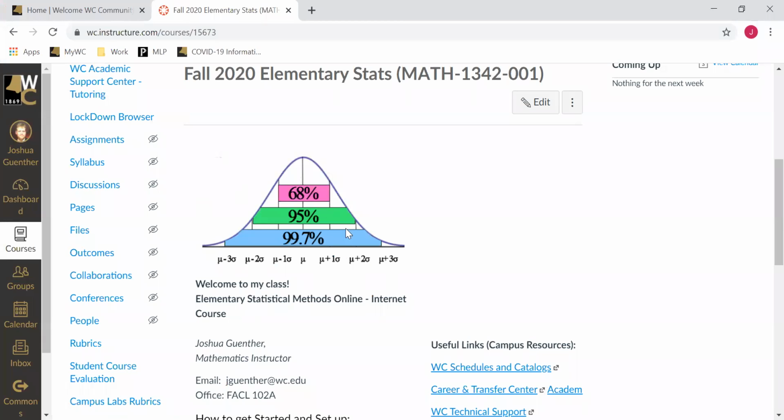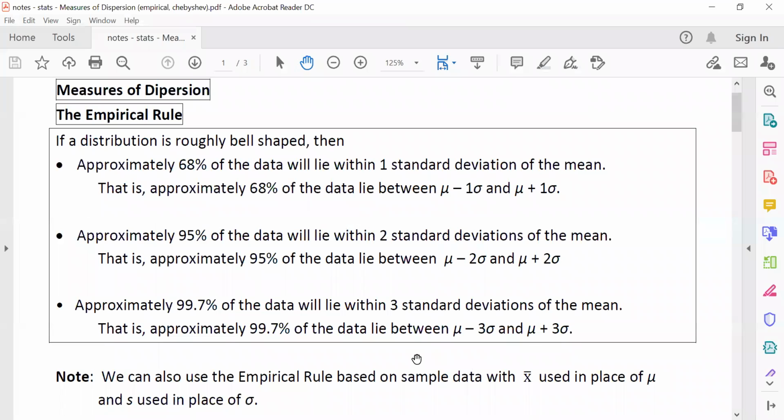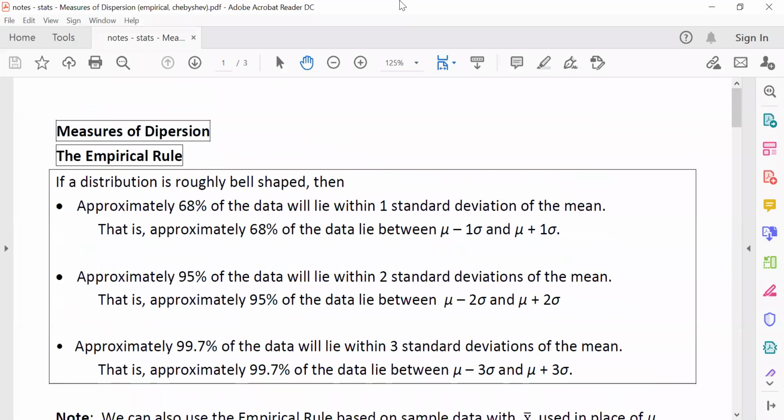Ta-da, it's this business here. This is basically the empirical rule. This is just a picture of it. And the way it works is that if you have a distribution that's roughly bell-shaped, so if you make a histogram for some data and it looks like it roughly follows that bell-shaped curve, mine's a little bad here, but I'm not perfect, then approximately 68% of the data will lie within 1 standard deviation of the mean.